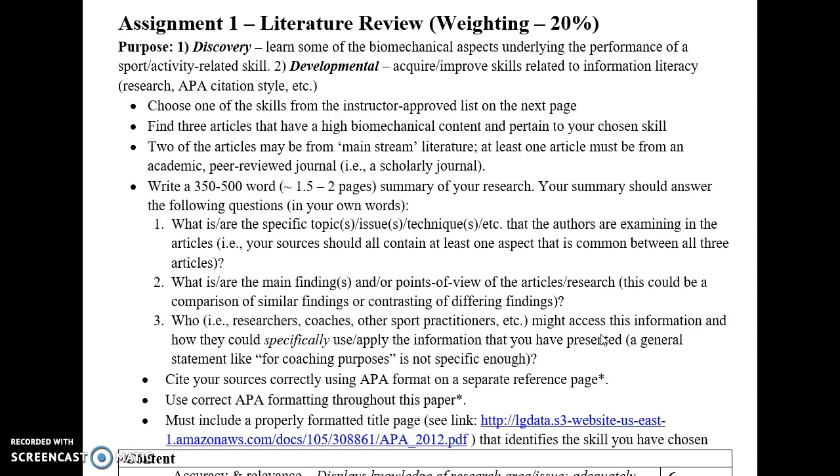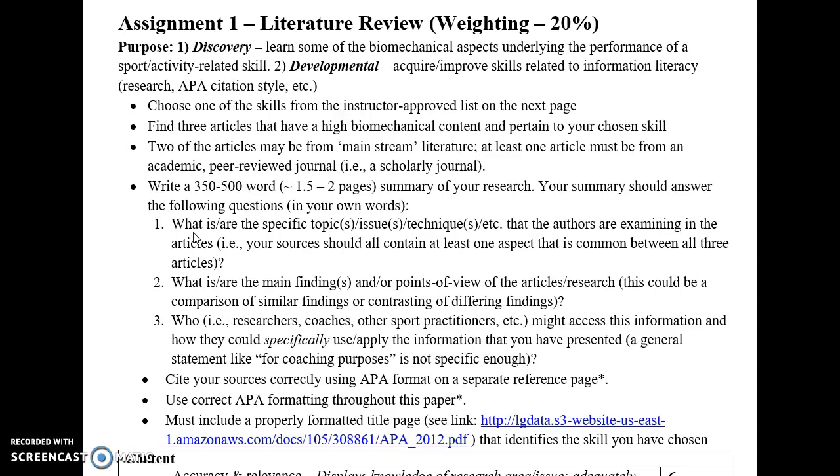You're going to write up in 350 to 500 words a summary of this research. And that summary should be sure to address the 3 questions that I've got listed here. So first of all, what is the specific topic or the issue or the thing that you're looking at with your skill, the biomechanical aspect that you're focusing in on? And again, the 3 sources should really kind of tie together on that specific aspect. And you're going to tell me what that aspect is.